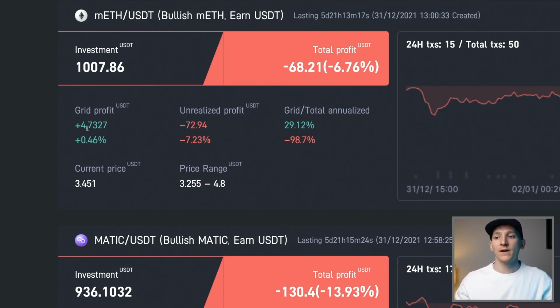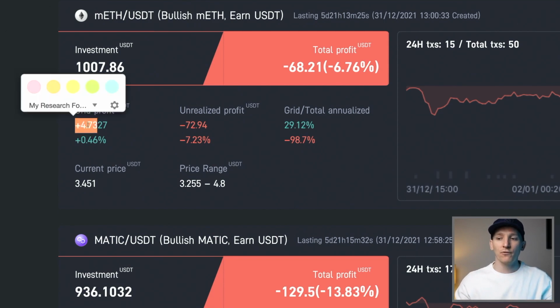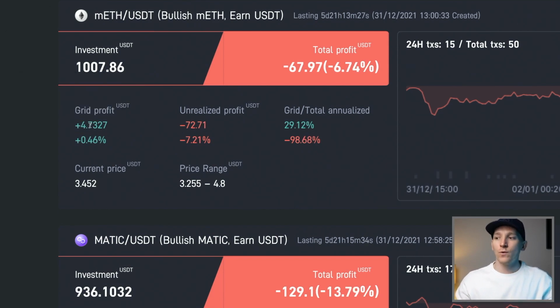So I've actually made money from the grid bot. I've made 0.46% in the time scale, and I've made 4.7. Now, if you annualize that, this grid bot is annualizing at a 30% APR, or like an annualized rate of profit from the grids, which is very good.